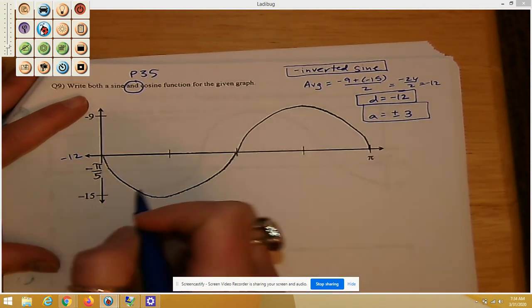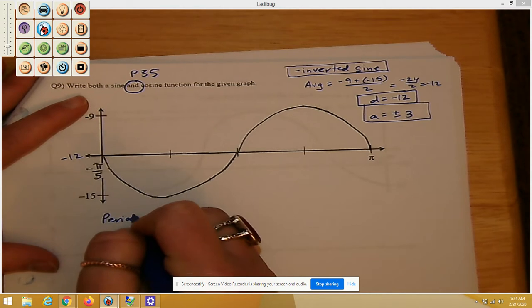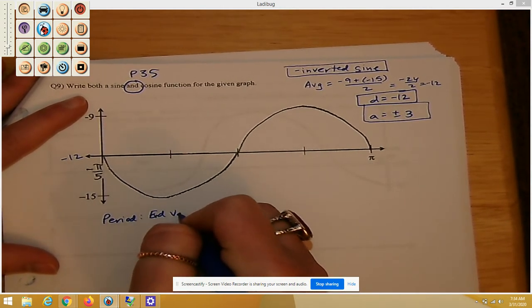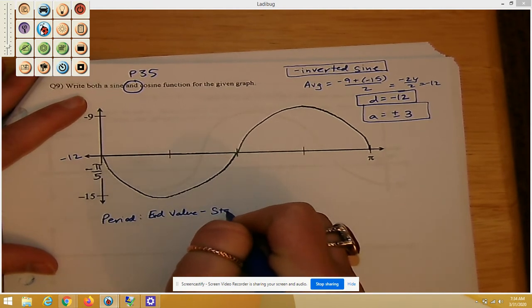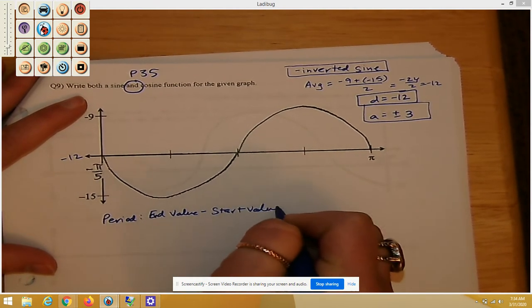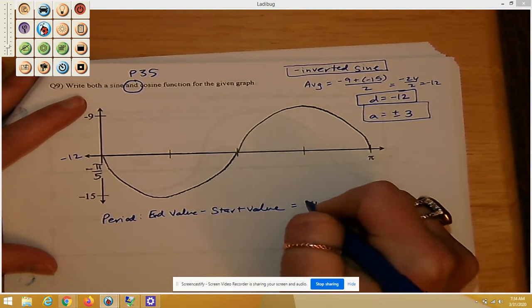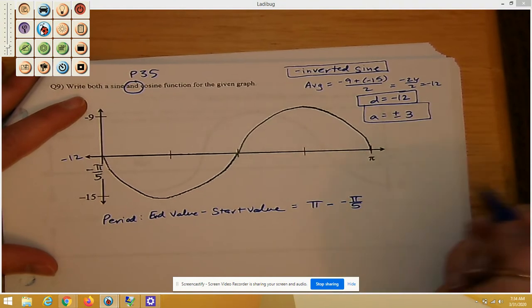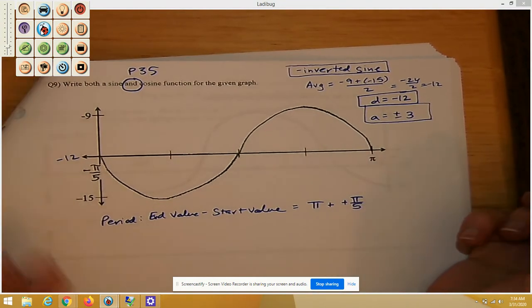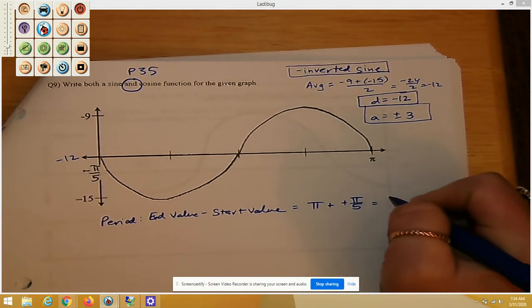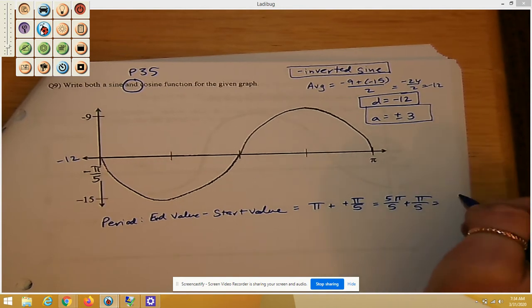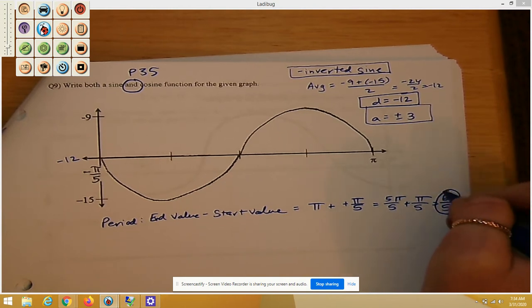So to find the period, you can always do end value minus start value. Okay, so in this case, it's going to be pi minus the -pi/5. So subtract a negative, we add. I need a common denominator. So here I'm going to get 5pi/5 plus pi/5 equals 6pi/5. And that's my period.